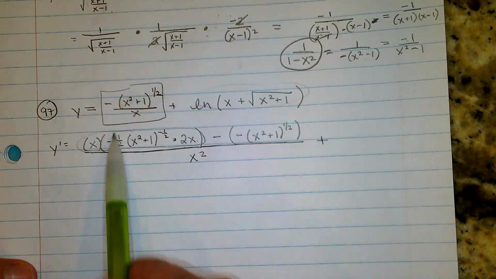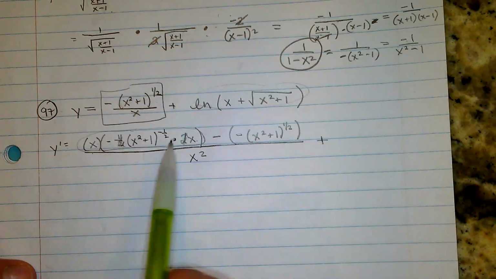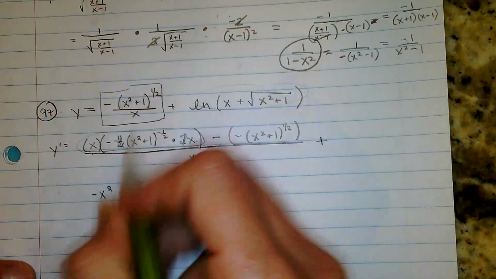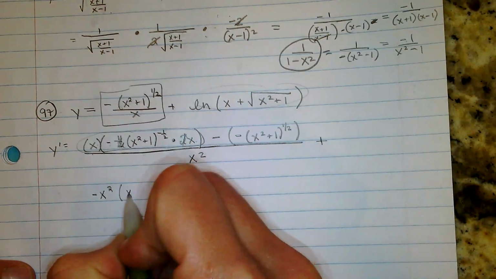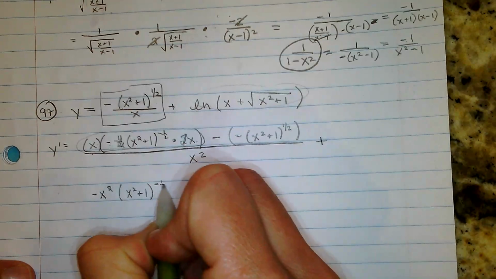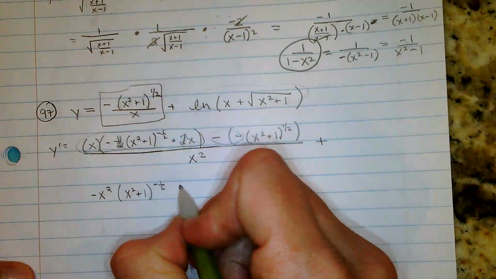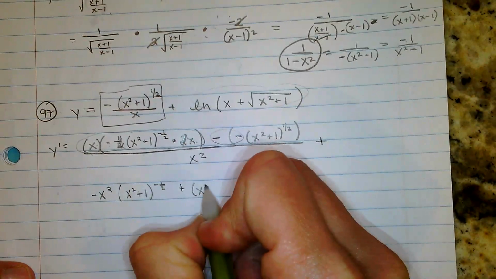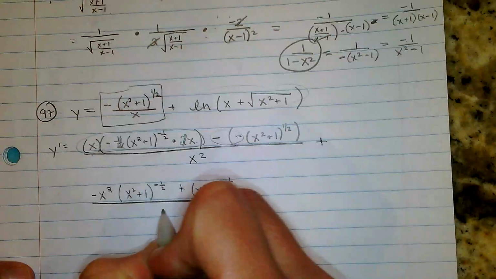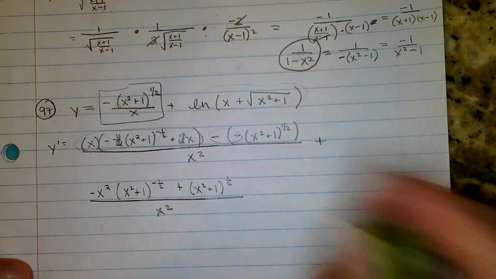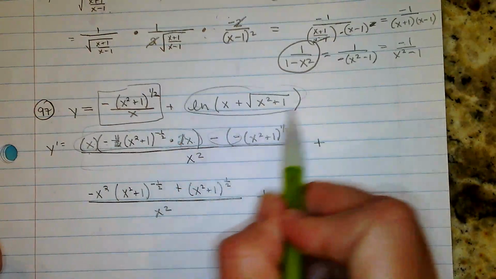This, I'm going to let the 1/2 and the 2 cancel. So I have a negative x squared times x squared plus 1 to the negative 1/2 power. I'm going to let this become a plus. Okay, so that's the first part, plus the derivative of the second piece.